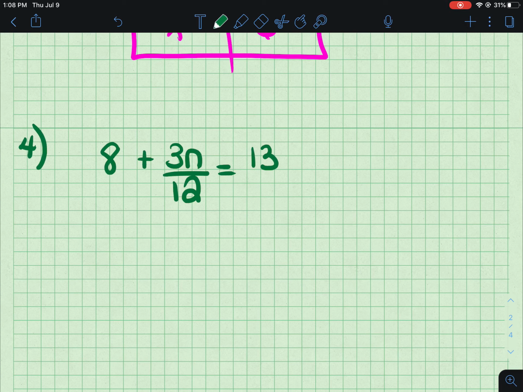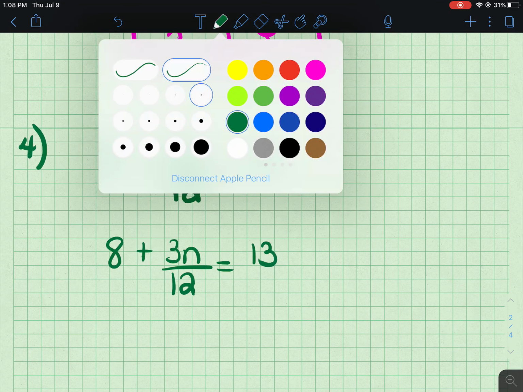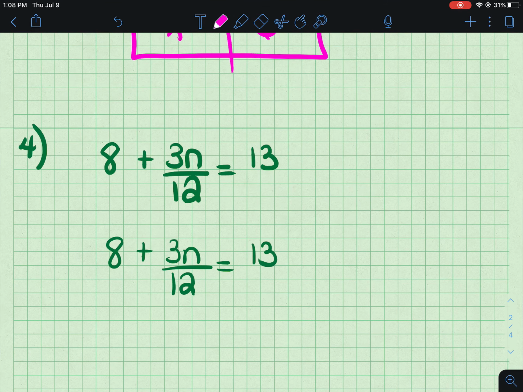So here's where you've got to be really careful. I'm going to recopy the green: 8 plus 3n over 12 equals 13. And I'm going to multiply everything by 12. If you don't know why I'm multiplying by 12, come back to the original problem and look at the denominator. The denominator is 12. How do I cancel something out of the denominator if it's 12? I need a numerator of 12.